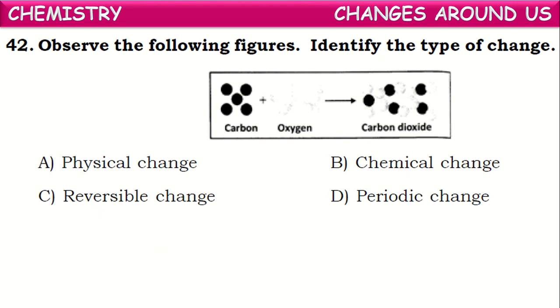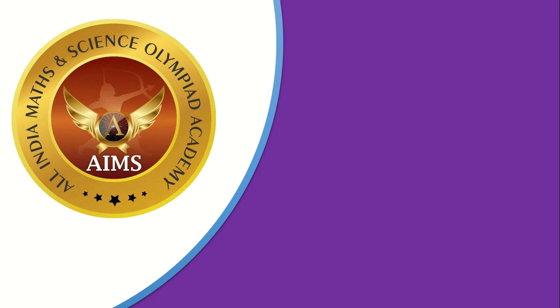Observe the following figures. Identify the type of change. If you observe here, carbon combining with oxygen to form carbon dioxide. What kind of change is this? Initially, there are two substances. They are combining chemically and forming a new substance here. Now, the changes in which new substances are formed are termed as chemical changes. So, the formation of carbon dioxide from carbon and oxygen is a chemical change. Okay, it comes under chemical change. Okay, this is about practice sheet 2 based on changes around us.